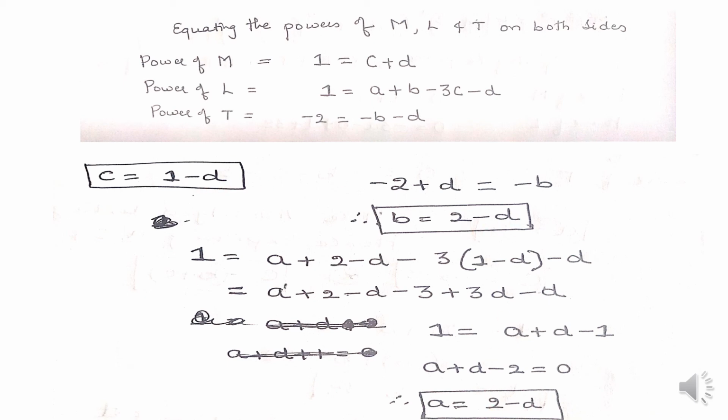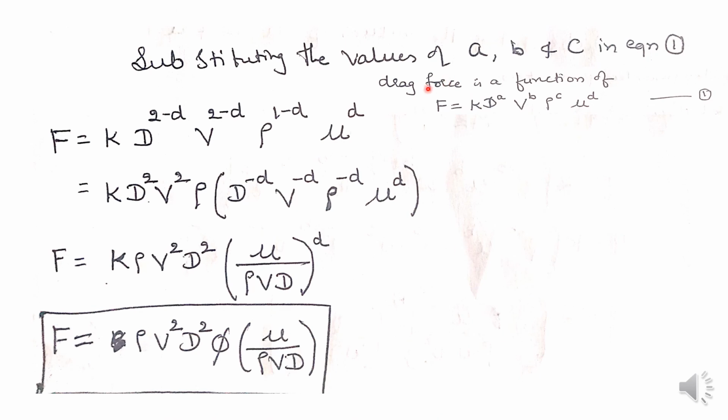Now let us substitute these values of A, B and C. Equation 1, the drag force, we have written here as the first equation. F is a function of, that is, K times D to the power A, V to the power B, rho to the power C, viscosity to the power D. Now let us substitute in this equation all the values of A, B and C. Let me write here. F is equals to K D to the power A. A is nothing but 2 minus D. V, velocity, to the power B. B is nothing but 2 minus D. Density to the power C. C is nothing but 1 minus D. Viscosity to the power D as it is here.